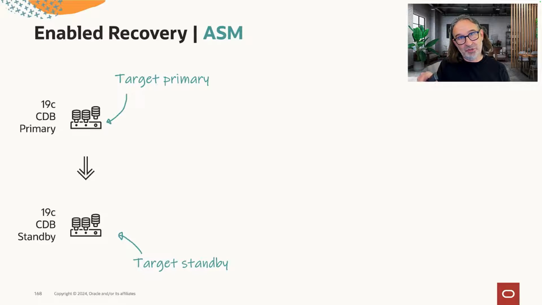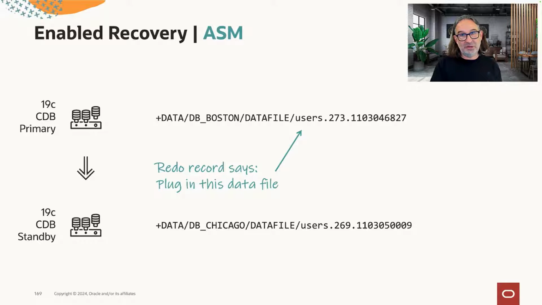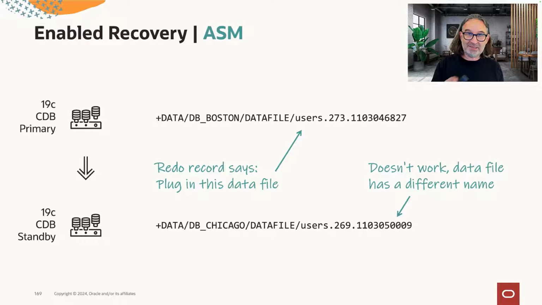Now let's switch to the CDB environment. My target primary, my target standby. I create pluggable database on the primary using the manifest file. And the manifest file lists now the location of the data files on primary. That's obvious, and we expect that, but there's no information about the files on the standby side. So the redo record says, hey, please plug in db_Boston datafile users 273 and so on. But this doesn't work because the data file on the standby has a different name. It's db_Chicago and so on.